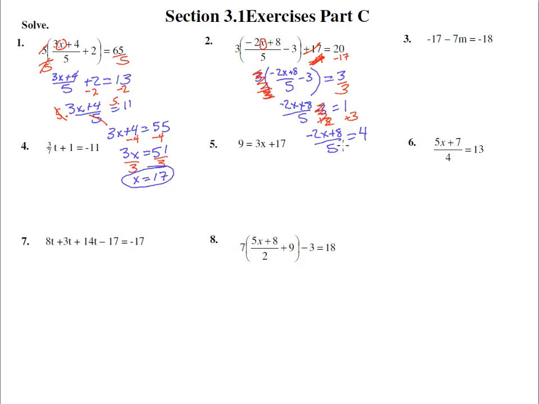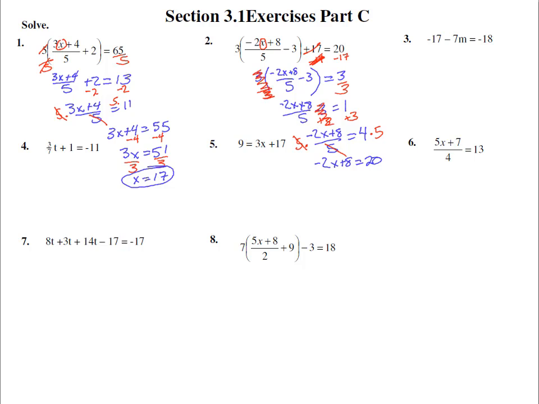Okay, looking at the left-hand side, the outermost thing now, we have negative 2x plus 8 divided by 5. So that last thing divided by 5 can be undone by timesing by 5. Make sure we do that to both sides of the equation. On the left-hand side, the 5's just cancel. Timesing by 5 and dividing by 5 just undo each other. So we get negative 2x plus 8 equals 4 times 5 is 20.